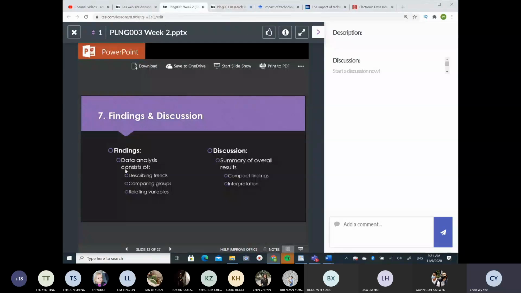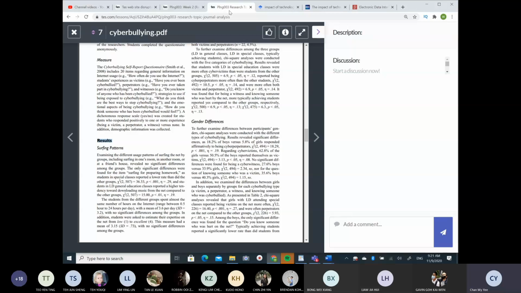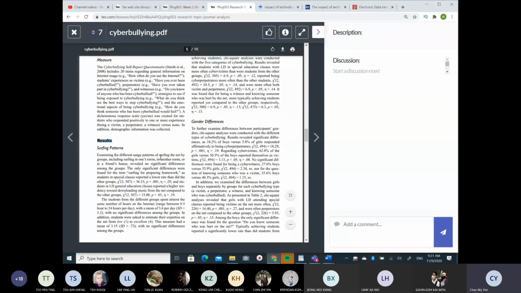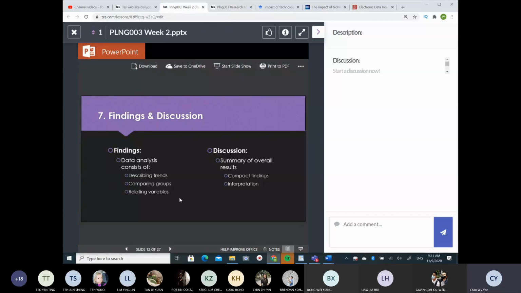So the data analysis consists of describing trends, comparing groups, and relating variables. Basically, in the research paper that you will be doing, you will describe every single question. But for journal articles, it cannot be too long, so it is a summarized version. You describe trends: what does this percentage show? Comparing groups, I don't think you will be doing that unless you are doing experiments or you have a control group. And then you relate variables: what is the relationship between IV and DV? So basically this is what you will be talking about in the findings section.